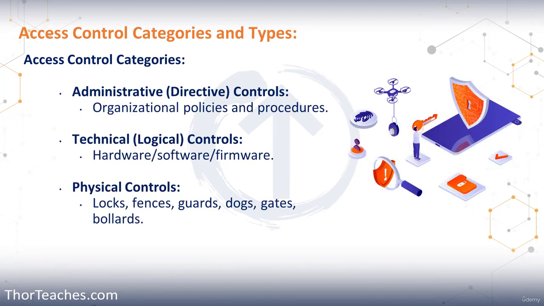And just to recap, in this lecture, we talked about administrative or directive controls. Those are our policies and our procedures. Then we had technical or logical controls. That's our hardware, software, firmware, but all that is configured based on our policies and our procedures that we got from the administrative controls. Then we have the physical controls. Those are the locks, the fences, the guards, the dogs, the bollards, all that stuff. Things you can physically touch. Again here, all things here are done based on our policies and procedures.